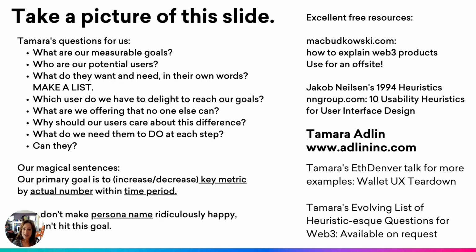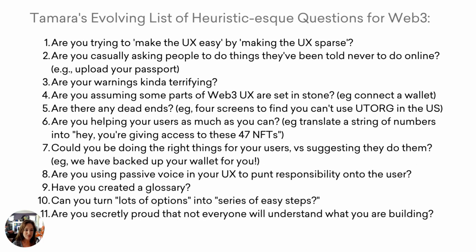I have a bunch of stuff on my site, Adlin Inc. I also have my ETH Denver talk, which is more details and more complaining about wallets. And I'm developing my own list of heuristics for Web3, but they're not done yet. So I'll show you a little bit. I'll give you a preview. Are you making the UX easy by making the UX sparse? Are you casually asking people to do things they've been told to never do online? Are your warnings terrifying? And on and on.